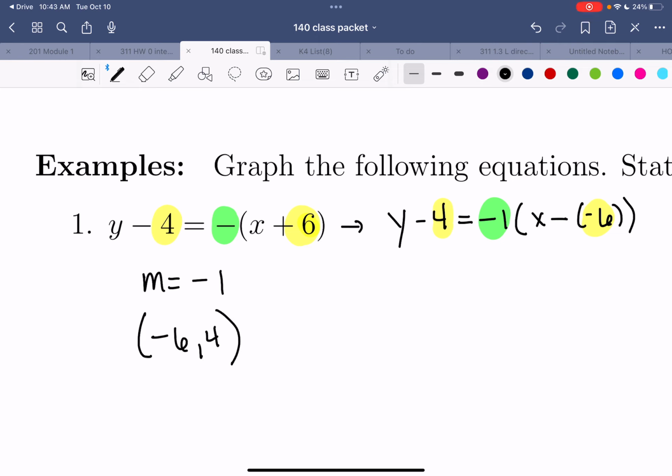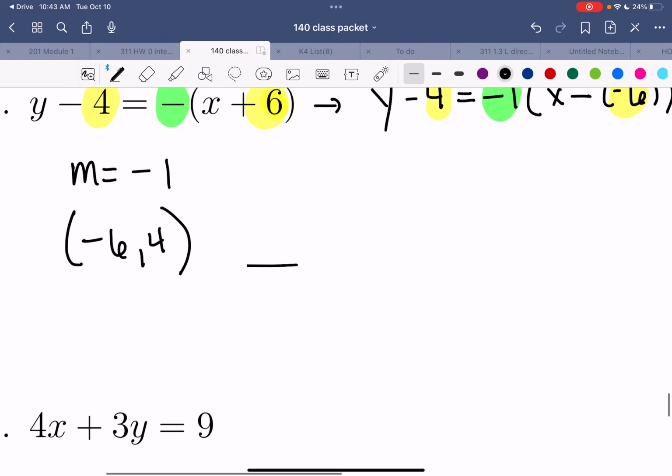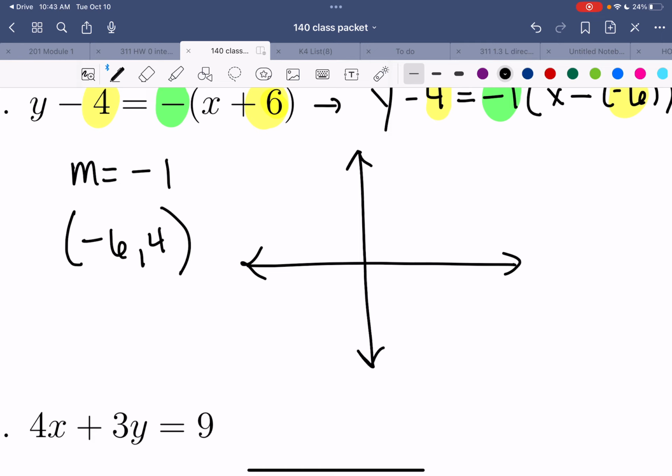The other way to do that is to set the part in parentheses and the part with the y, each of those equal to 0, and that'll get your x and your y coordinate for that point. Okay, now how can I use that to graph? So I'm going to start by plotting that point. So I'm going to go to -6, 4.